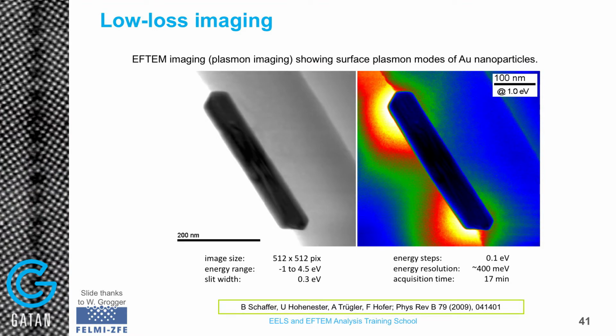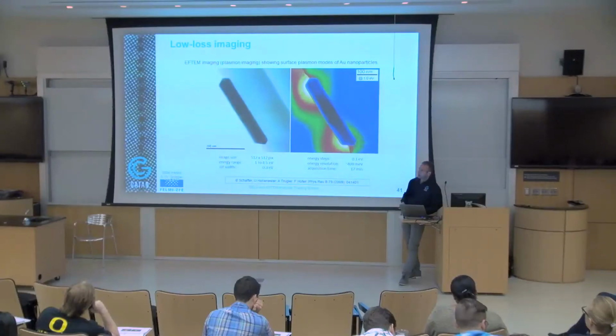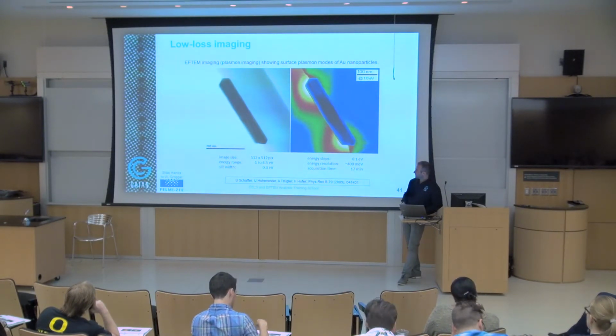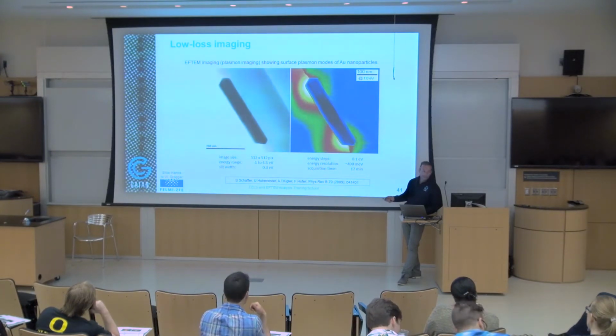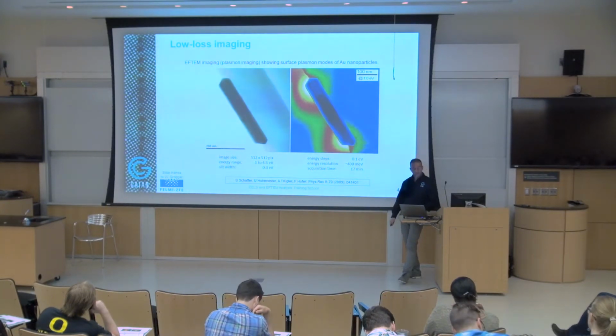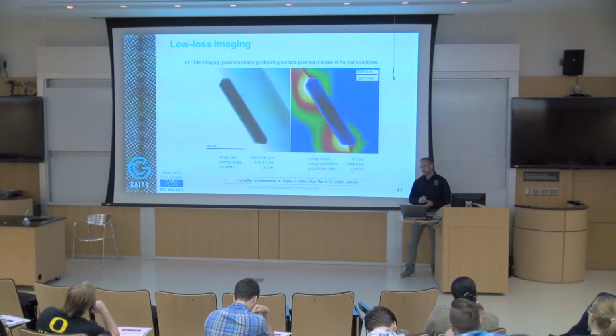It can also be used to do plasmonics, but you need a very stable slit. I also need very good energy resolution. This was done in Graz using a monochromated TF20 with a very, very small slit. You can see the slit of 0.3 eV, so that means that mechanically your slit has to be very stable.